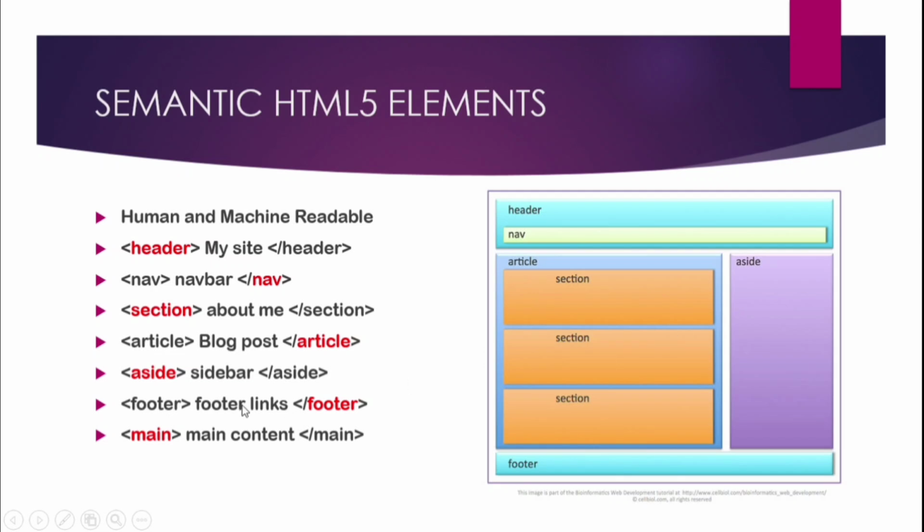Then we have the footer. Footer is the bottom part of the website where you add links to your social media icons, links to any website that you want to move to, or a privacy policy. You can add those in the footer element. And main is the main content, which consists of the entire article sections. All of this comes under the main section. The semantic HTML5 elements are nothing but human and machine readable tags, okay.